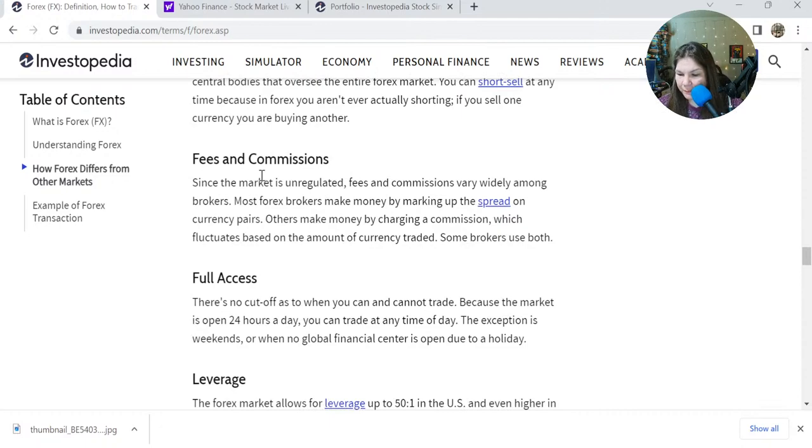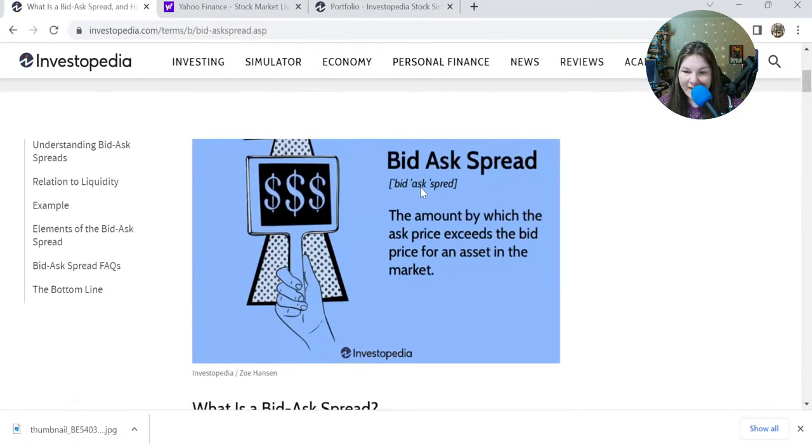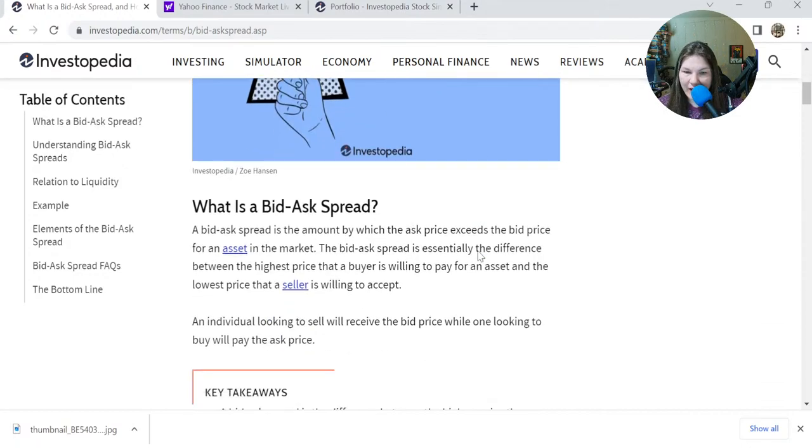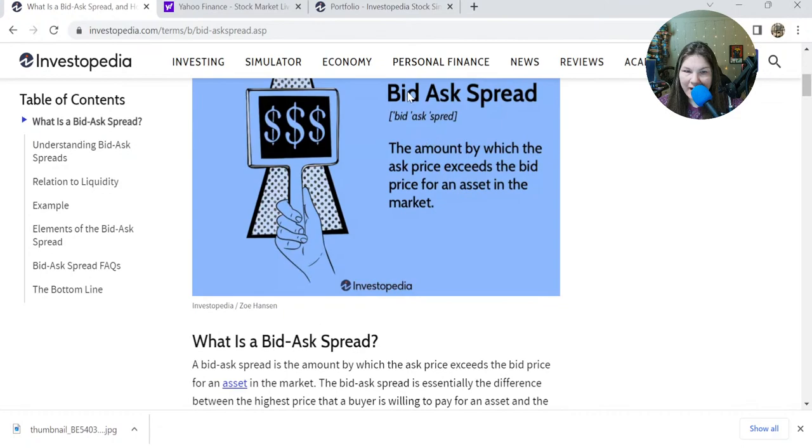Fees and commissions. Since the market is unregulated, fees and commissions vary widely among brokers. Most Forex brokers make money by marking up the spread on currency pairs. Others make money by charging a commission, which fluctuates based on the amount of currency traded. Some brokers use both. And remember, guys, you remember what a spread is? I'm going to show you. A bid-ask spread is the amount by which the ask price exceeds the bid price, right? Ask price, bid price. The difference between the two, that's the spread.